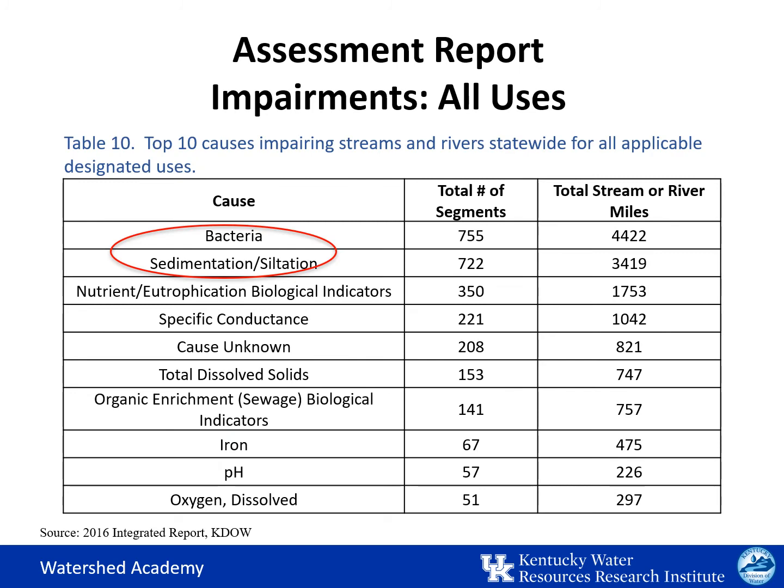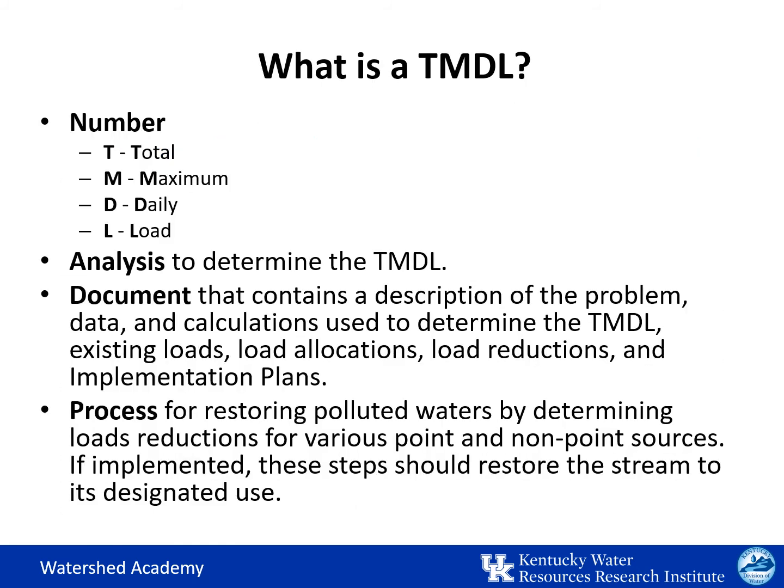41 different causes are associated with the streams and river impairments in the 2016 report. This table summarizes the 10 most common causes, with bacteria and sedimentation or siltation being the top 2 causes by a significant margin. So when a water body is listed as non-supporting of one of its designated uses, a total maximum daily load report is required, or TMDL.